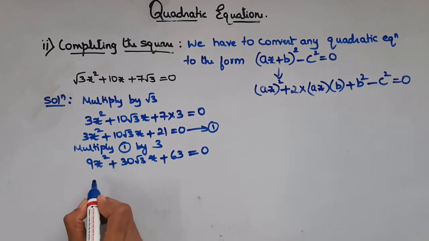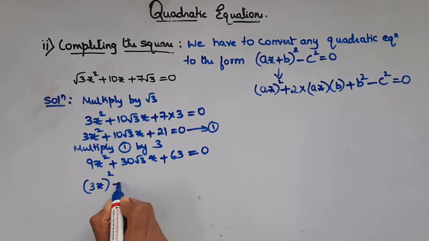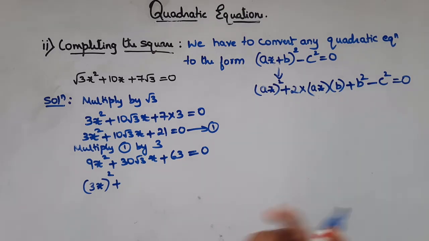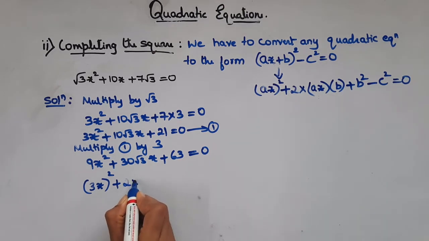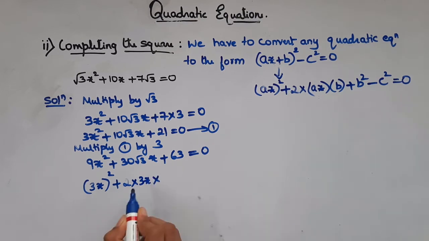So 9x square can be written as 3x the whole square, right? Plus 30 root 3x should be written in the form of 2 into AB. So 2 into A is 3x, right? Now what is B? So 3x into 2 is 6x. We want 30 root 3.